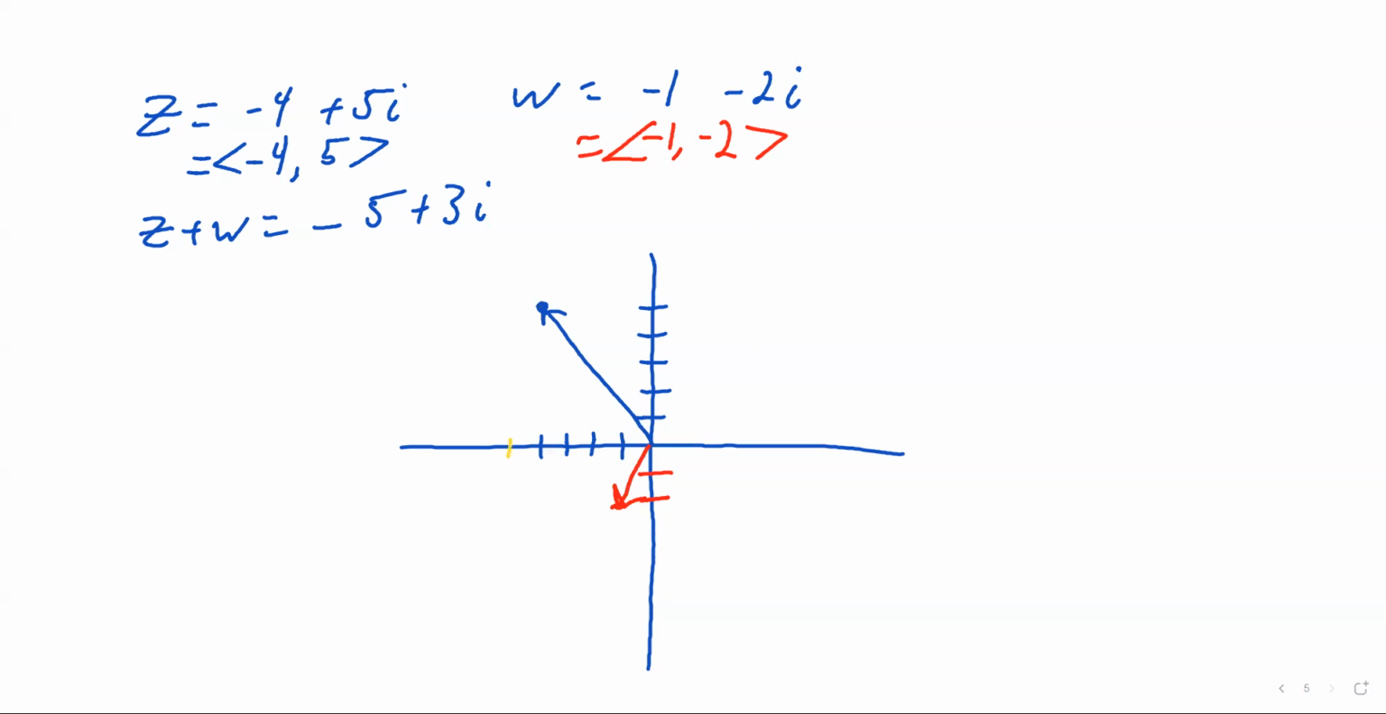Which puts me about right there. Which again, I can see is going to be -5, 3, as the point. And then as a vector, all I would have to do is connect the origin to its spot.